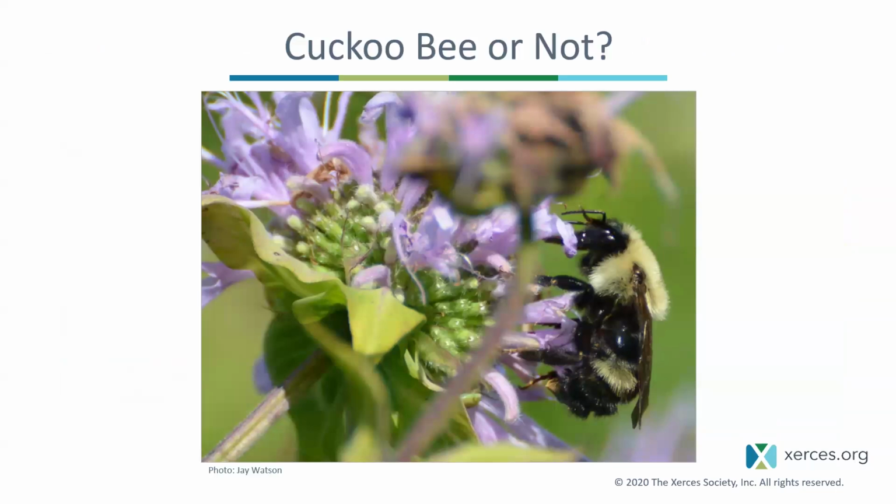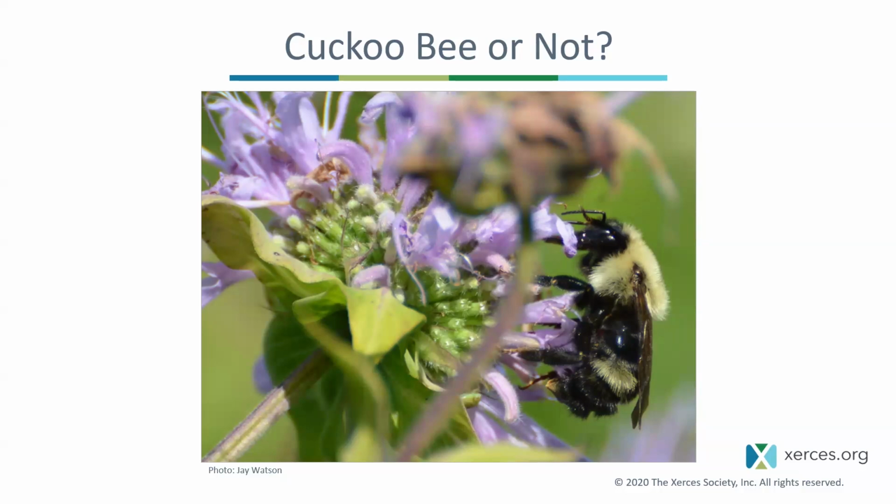All right, for the next section of this talk, I want to talk about how you differentiate between cuckoo bumblebees and non-cuckoo bumblebees. So far in our webinar series, we've only covered bumblebees that aren't cuckoo bumblebees. And cuckoo bumblebees are bumblebees with a parasitic lifestyle. So these are the bees that are going to be, rather than establishing their own colonies, trying to co-opt the colonies of other bumblebee species.